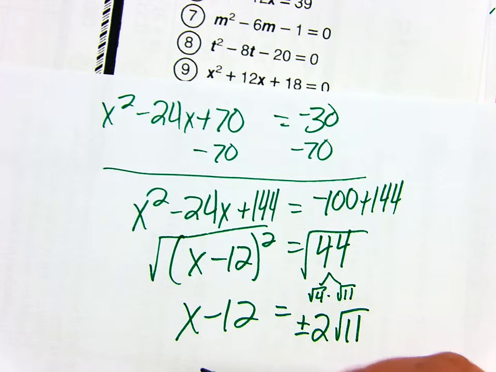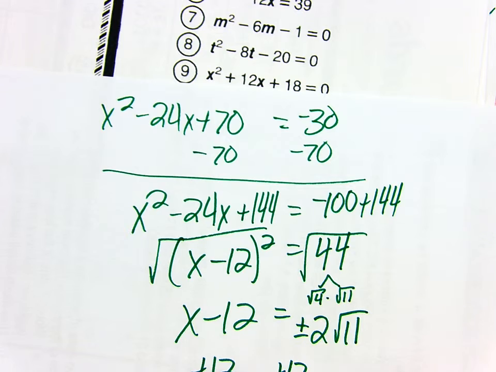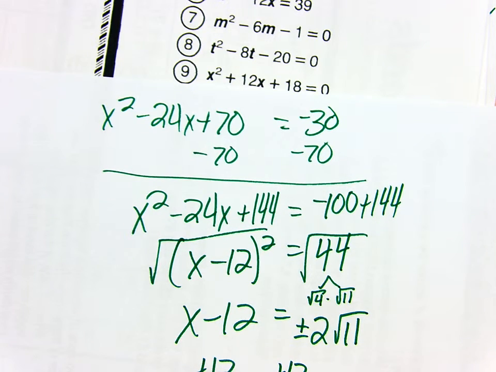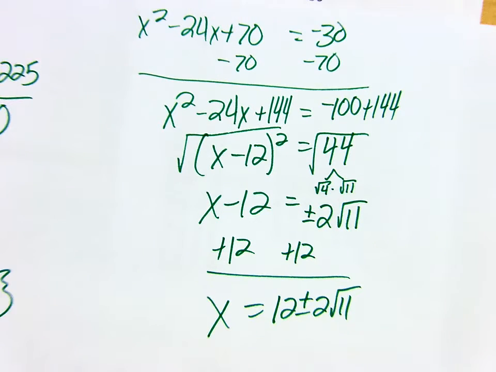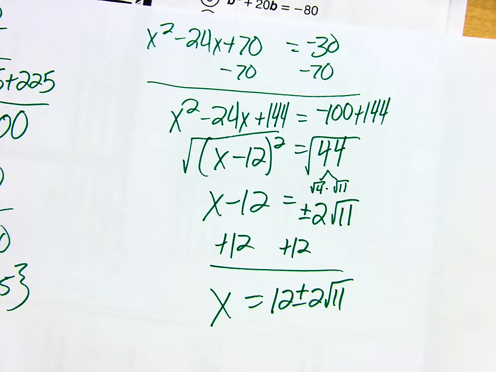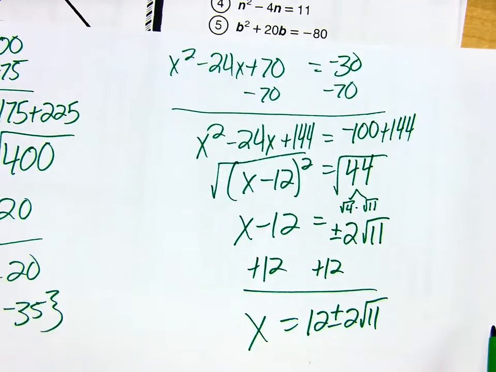Then I'm almost there. Add the 12, and you know you got to stick it. Am I done? Yes, you can't go any further than this. Don't try to do 12 plus 2 root 11. You can't. That's your answer. You are finished. And it's T. All right. So we have like 6 minutes left. Your homework is just to finish this page to 20.